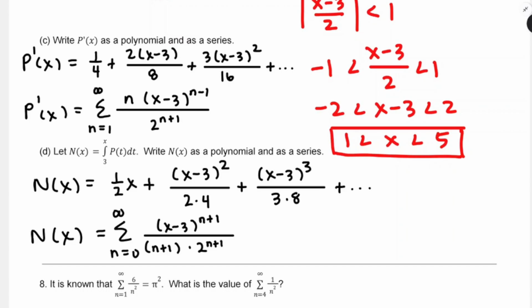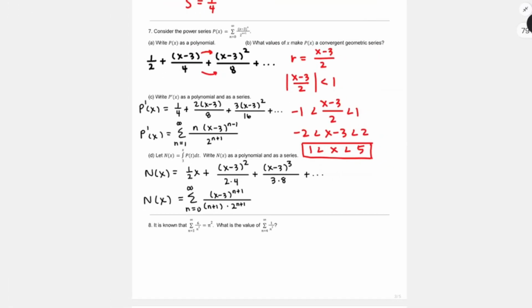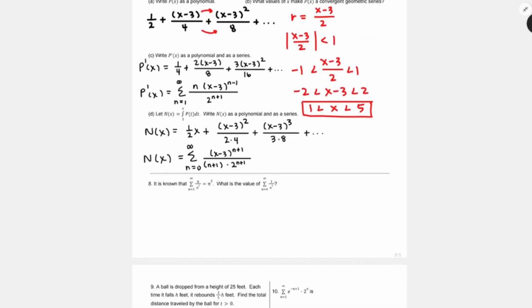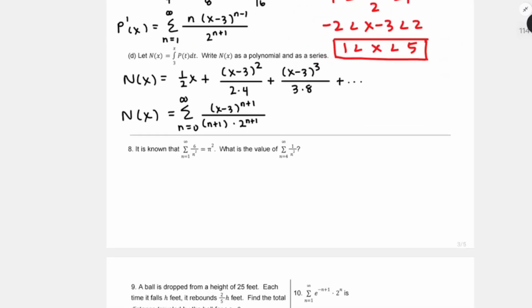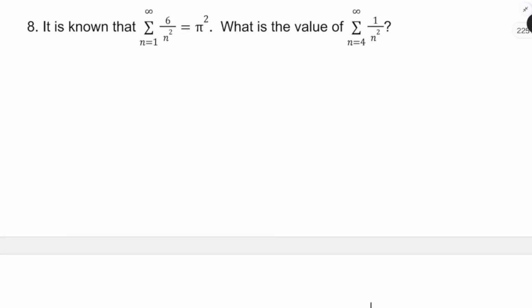Okay, now that was a relatively challenging one, especially for where we are at this point in our study of series. So that's probably as much as we're going to be interested in this homework as far as challenge.